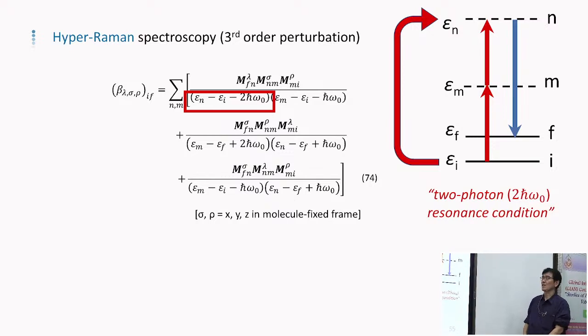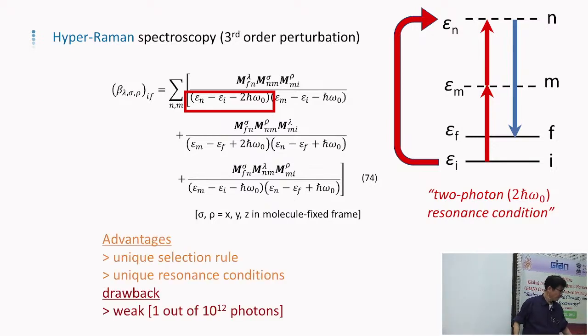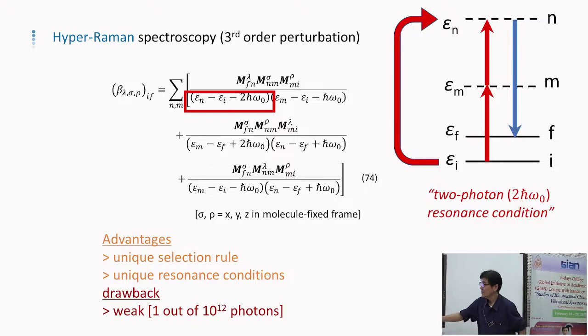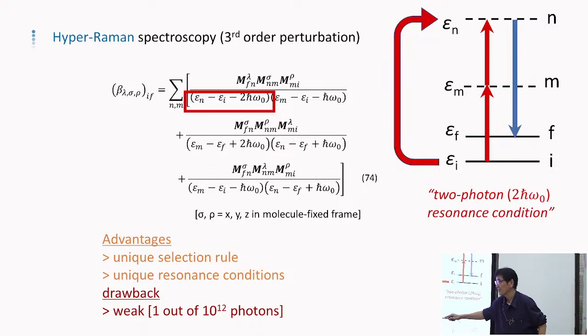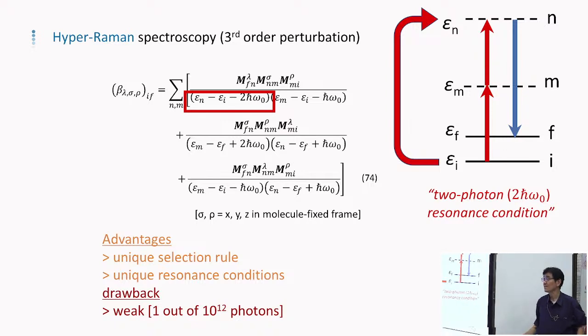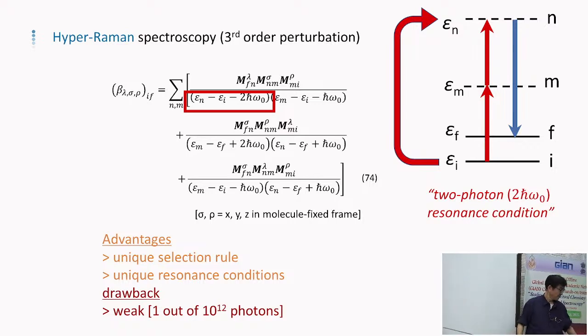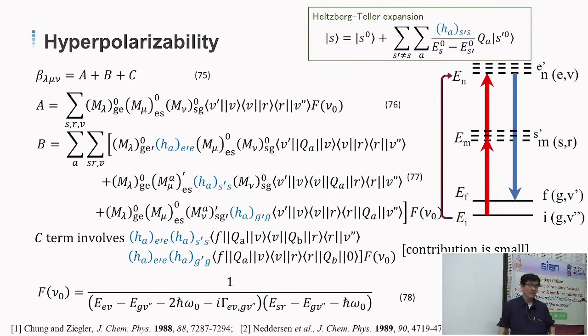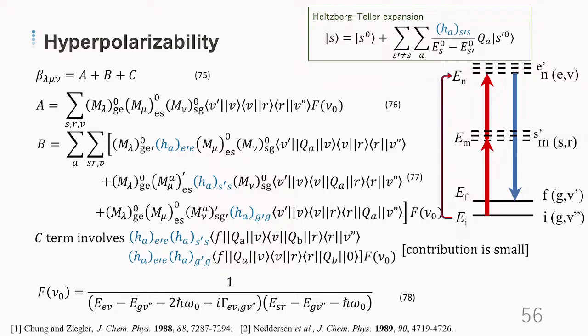But in principle, this is a very weak process. This is third-order perturbation, so it's difficult to detect. Advantage: unique selection rule, unique resonance condition. Drawback: it's weak, one photon out of 10 to the 12th power photons. Okay.